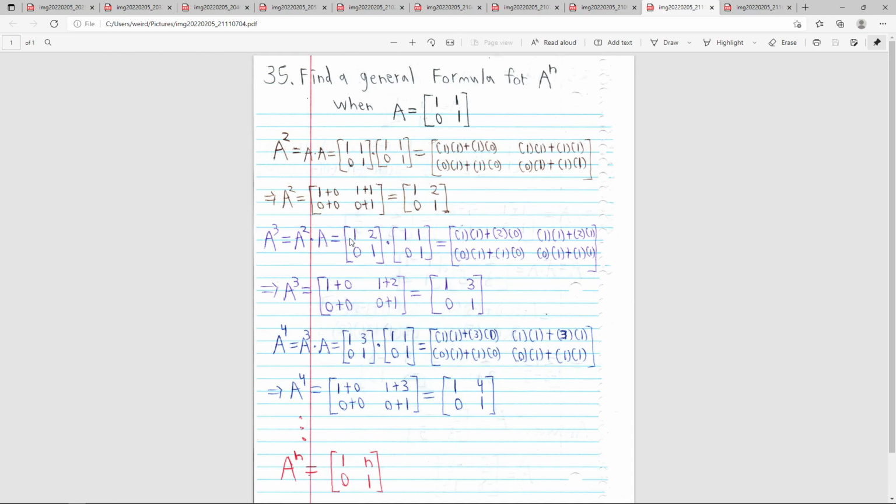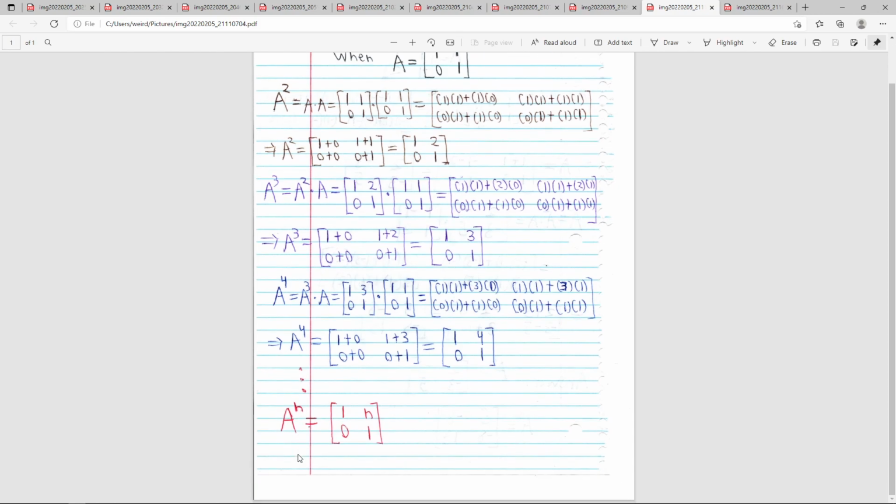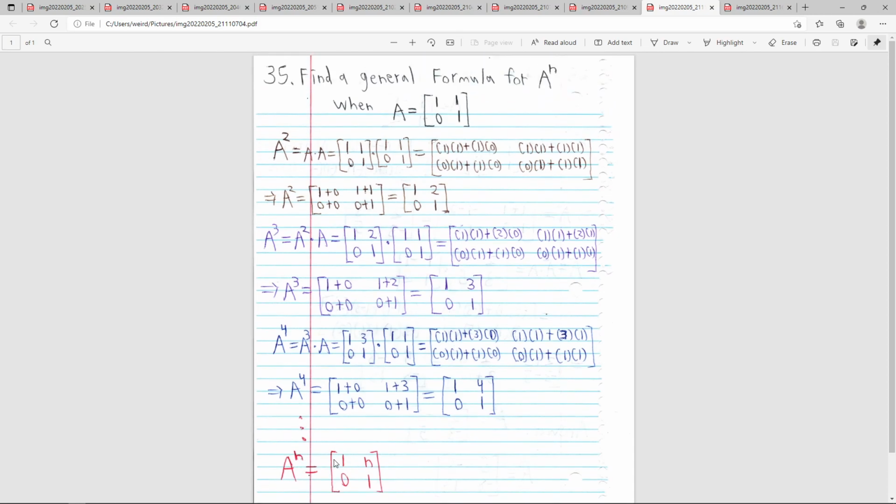A cubed, we solve and we get [1, 3; 0, 1]. So again, only the upper right changed. And then just for good measure, let's say A to the 4th. Same thing, you get [1, 4; 0, 1]. So dot dot dot, we can reasonably assume A to the n power equals [1, n; 0, 1]. This is the formula for all powers of A.